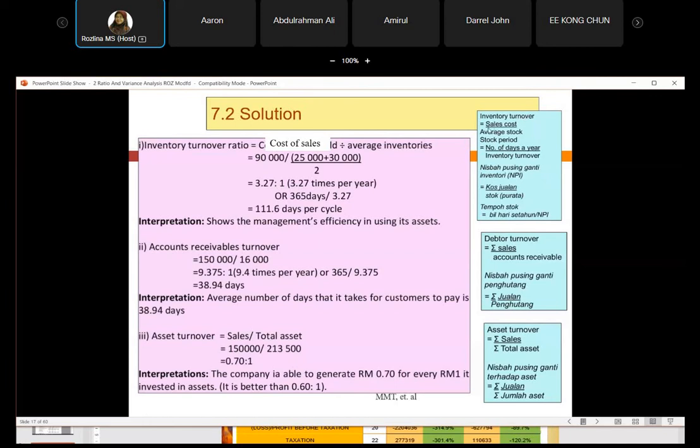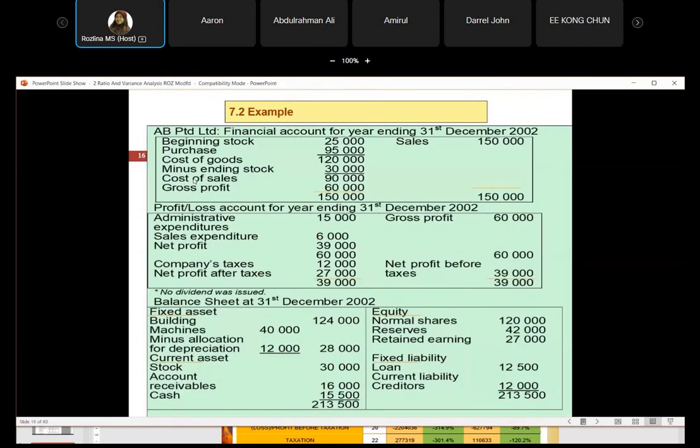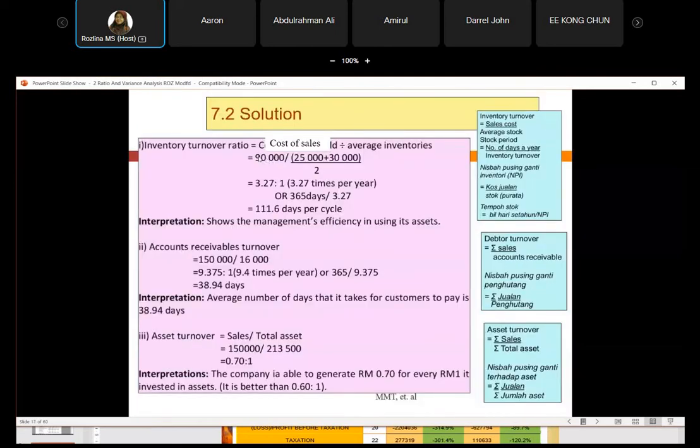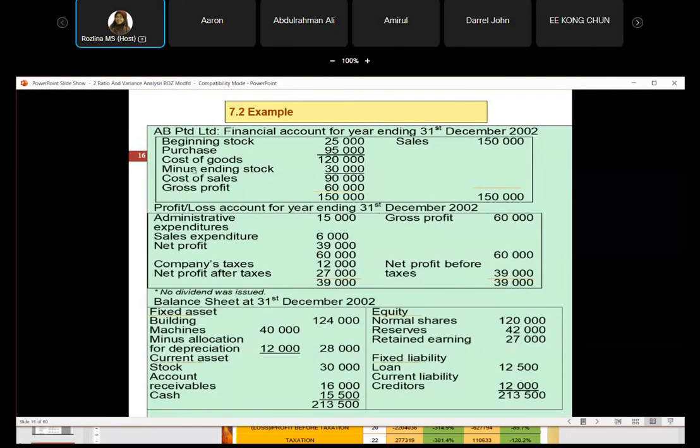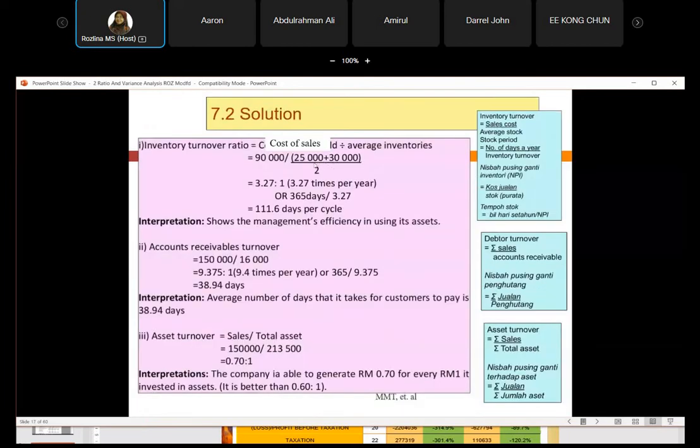Inventory turnover ratio. The formula is this one. Inventory turnover is cost of sales divided by average stock. So what is cost of sales? Cost of sales is start stock plus purchase and minus ending stock. So you get cost of sales, which is 90,000. Average inventory: start stock is 25 and ending stock is 30. So 25 plus 30 gives you 55.